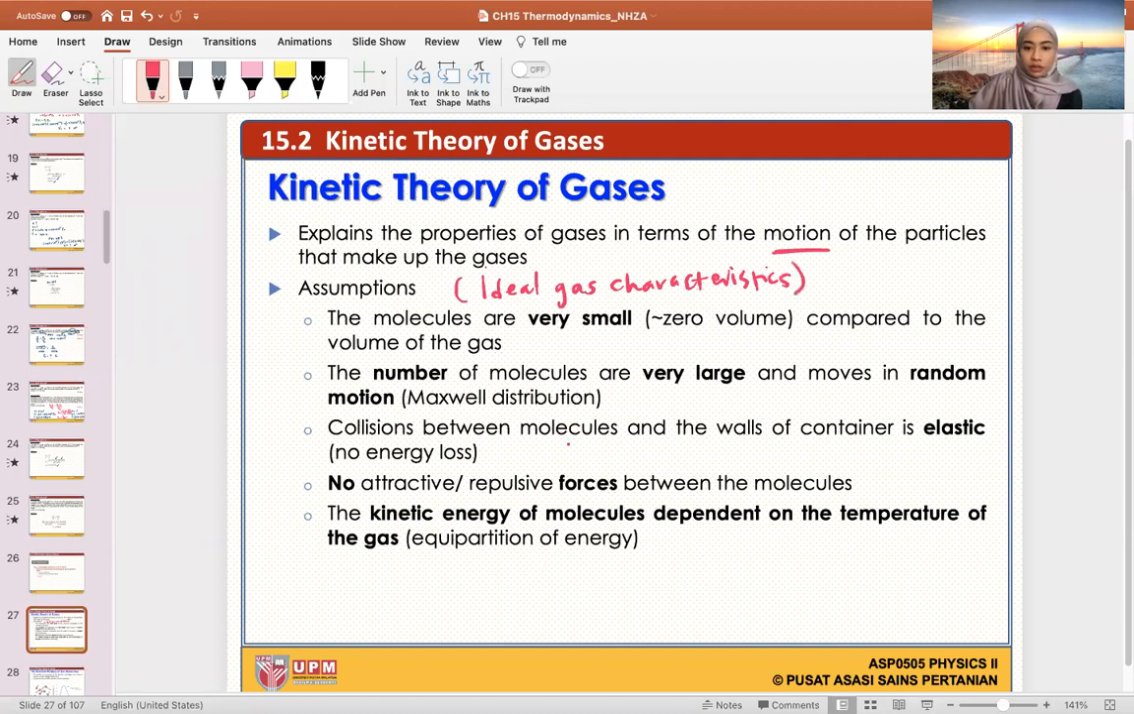So very small, the number that makes up the system is very large, moves in random motion, follows Maxwell distribution. We will see what that is. Collision is elastic, no attractive or repulsive forces. Kinetic energy depends on the temperature of the gas. Now this is new. I did not mention this while we were learning about the ideal gas law. The kinetic energy of molecules is dependent on the temperature of the gas. Kita akan tengok about this one.